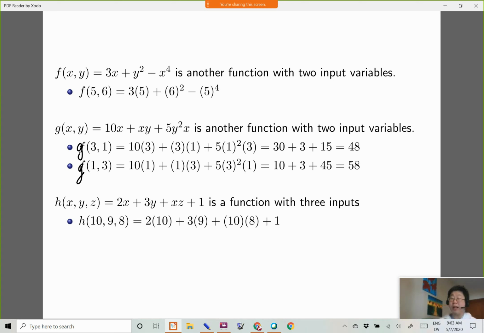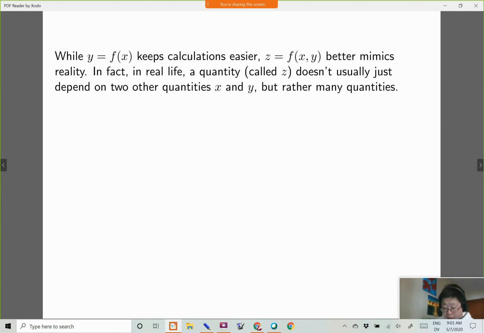And just even a slide ago, I said that it'd be more realistic to have a function that has 2 input variables instead of 1 input variable. What do you mean more realistic? Because maybe sometimes functions themselves at all don't feel realistic. So let's make this very realistic for a moment. So often in algebra and in calculus, we just stick with y equals f of x because it keeps calculations easier. But really, when you have a function with 2 input variables, it's more like reality.